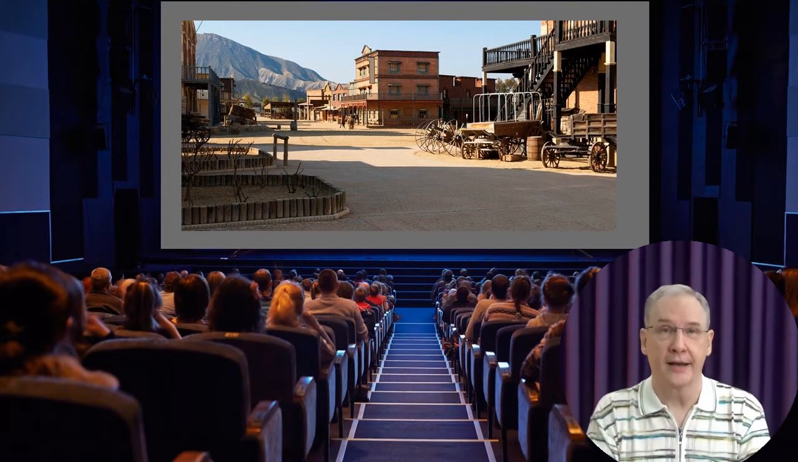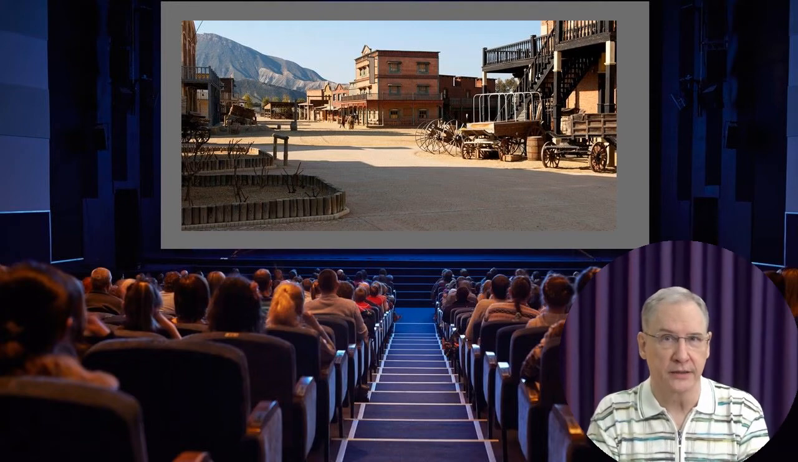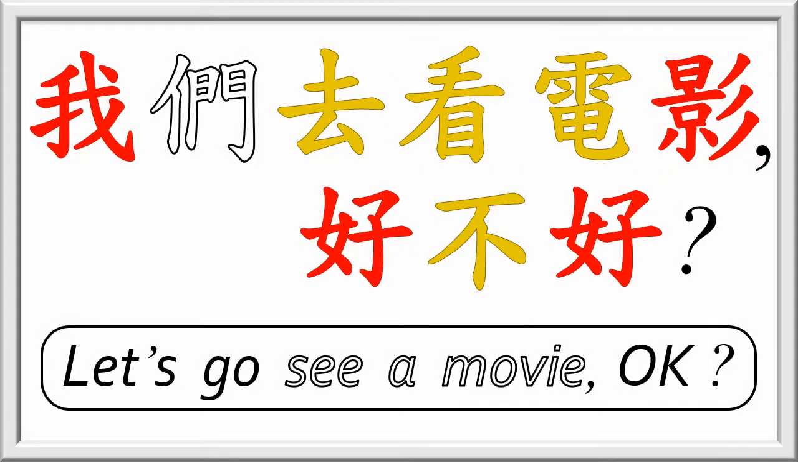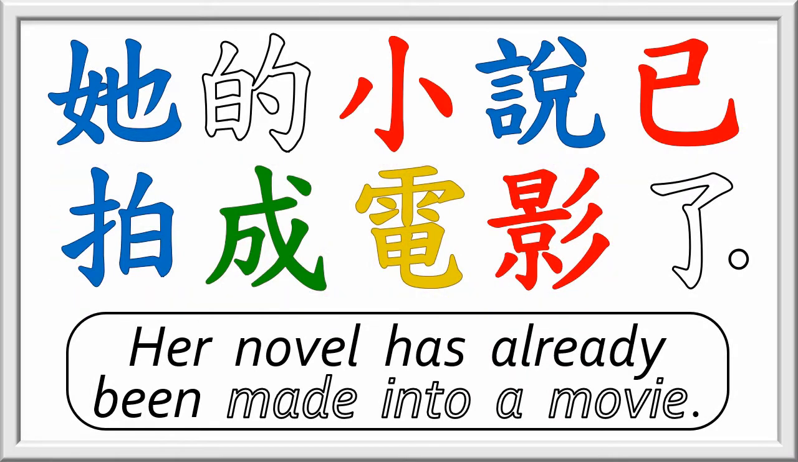When paired with the character for electricity, we get the expression for a film or a movie, 电影。我们去看电影好不好？ Let's go see a movie, okay? The verb for to take a photograph or to shoot a film is 拍, thought to be the sound of burning powder used to provide the flash of light needed in old photographs. 她的小说已拍成电影了。Her novel has already been made into a movie. Obviously, 拍电影 here means to shoot a movie.